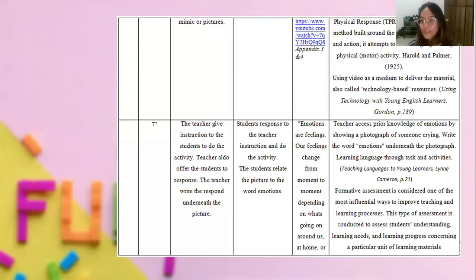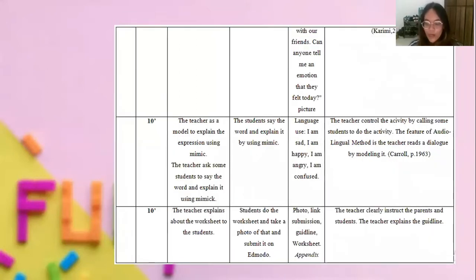It's like a formative assessment, which is considered one of the most influential ways to improve the teaching and learning process. This type of assessment is conducted to assess students' understanding, learning progress, and learning process concerning a particular unit of learning material. 10 minutes where the teacher asks a model to explain the expression using mimic. The teacher asks some students to say the word and explain it using mimic.